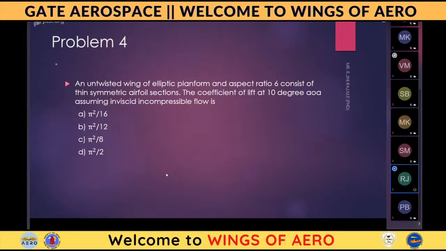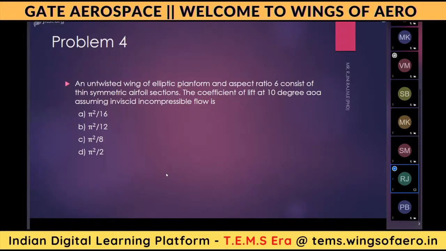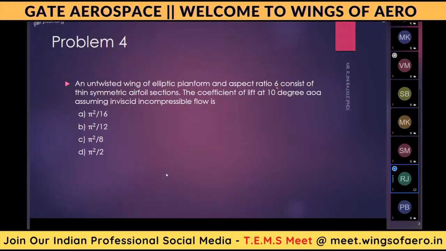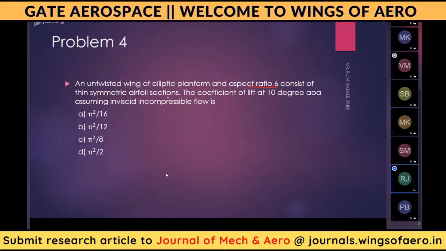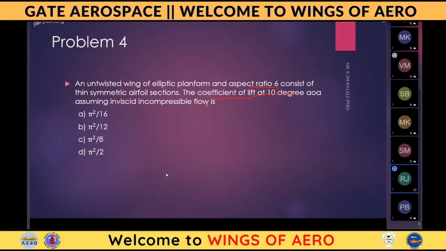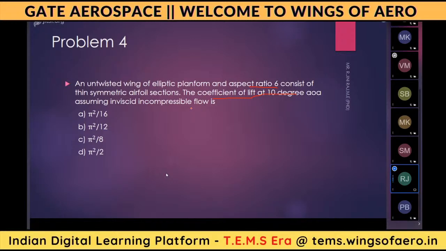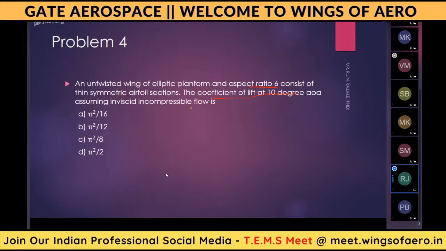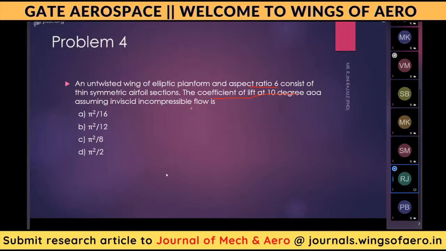The next one is an untwisted wing of elliptic planform. Same elliptical planform problem only, and aspect ratio 6. Here they have given the aspect ratio, and it consists of thin symmetric airfoil sections. The airfoils are thin symmetrical. We need to assume it is an inviscid incompressible flow. We need to find the coefficient of lift value at a 10-degree angle of attack.